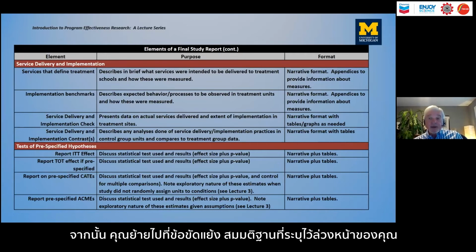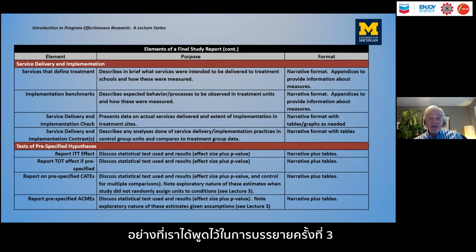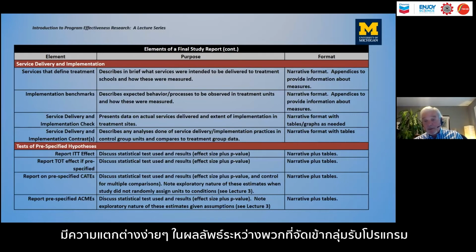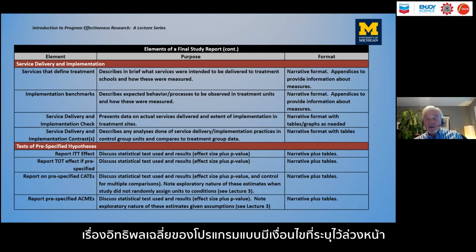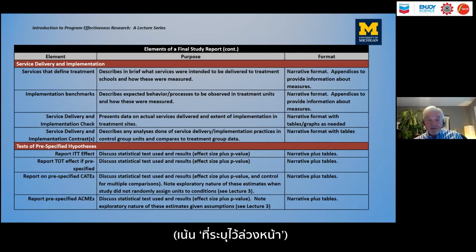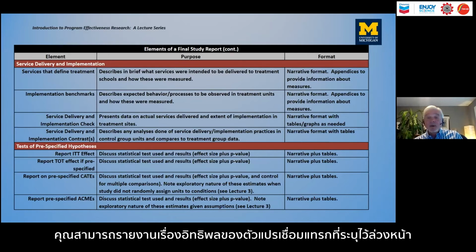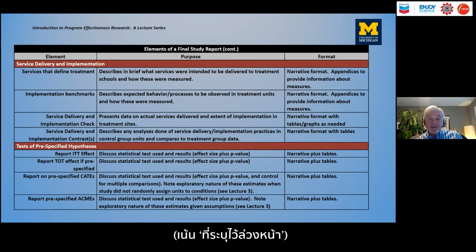Then you move to the contrasts, your pre-specified hypotheses. As we discussed in lecture 3, you'll always report the ITT, or intent to treat, the simple difference between those assigned to treatment and those assigned to control in the outcomes. If you've done a pre-specified treatment on treated effect that you're going to estimate, you can report that. You can report here on pre-specified conditional average treatment effects, emphasis on pre-specified. You can report on pre-specified mediation effects, emphasis on pre-specified.